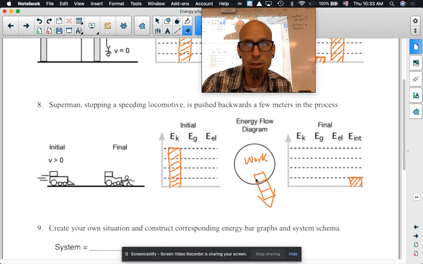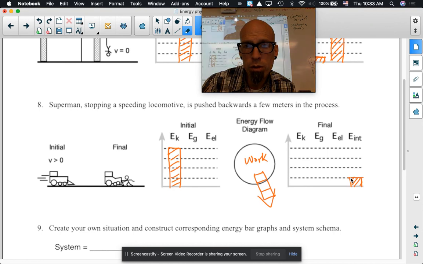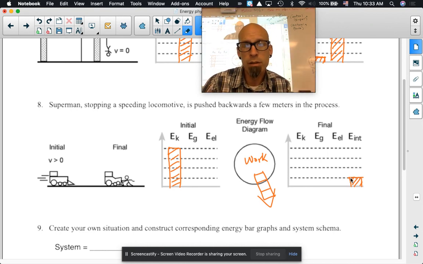Now notice what happens here. We have 4 blocks of EK at the beginning. What came out of the system and what we have left in the system, between those two, we have 4 blocks. What we have at the beginning has to equal what we have at the end. That's the law of conservation of energy.